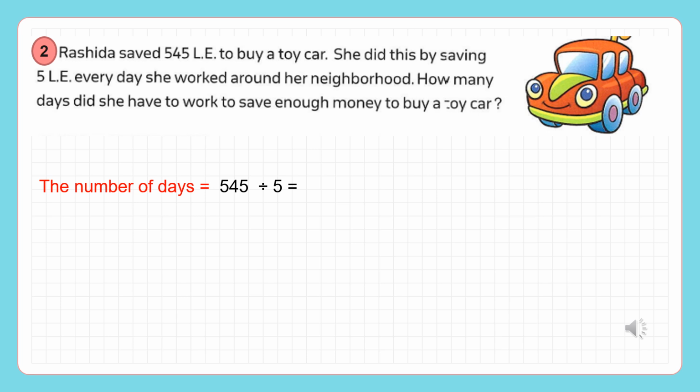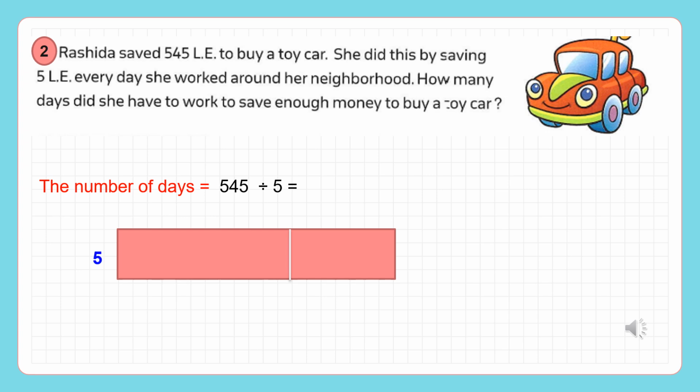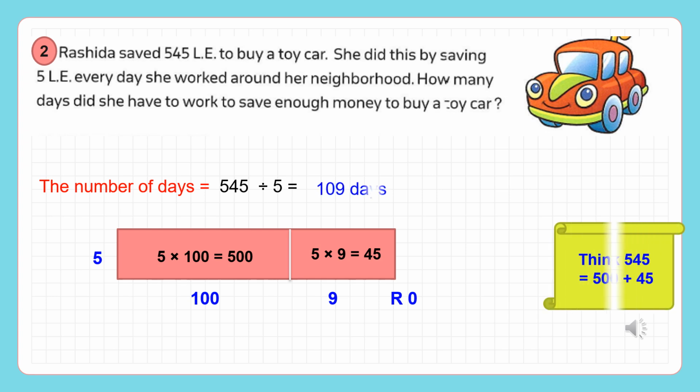So by using the area model, we will draw a rectangle and the divisor here is 5. We put it on the left side. Then we think 545 is what plus what? 500 plus 45. Then we think 5 times what to be 500? 5 times 100. Then we take 100 down. Then we think 5 times what to be 45? 5 times 9. So we take 9 down. So now to get the quotient we make 100 plus 9 equals 109. So there is no remainder here.